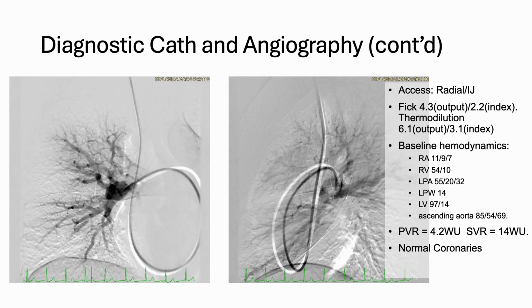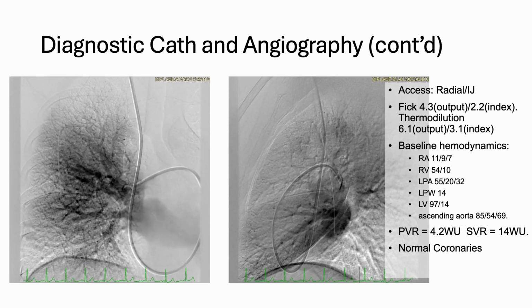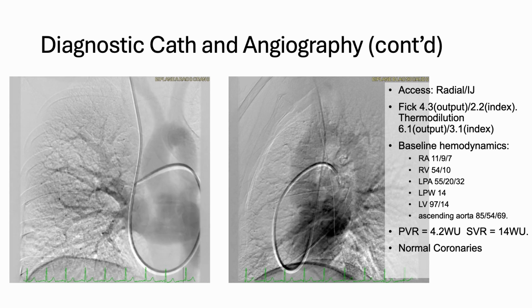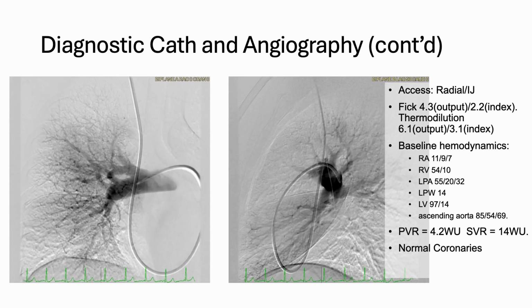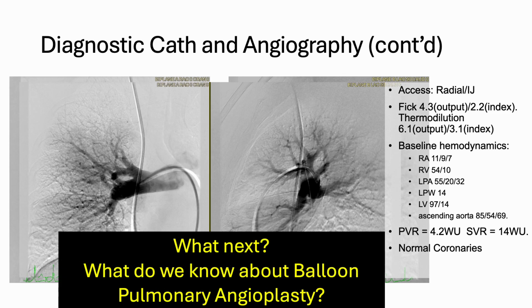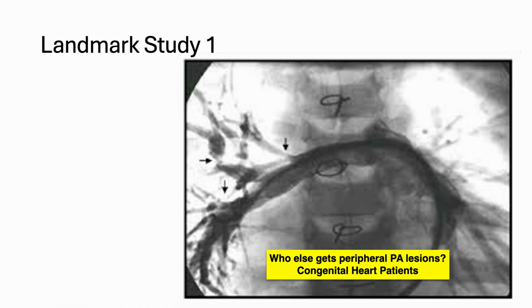And as we do in many of our patients who are considering for thromboendarterectomy surgery, she also had coronary angiography and was found to have normal coronary arteries, as we would expect in this young woman. So what would we do next at this point in time? And what do we know about balloon pulmonary angioplasty and its outcomes?